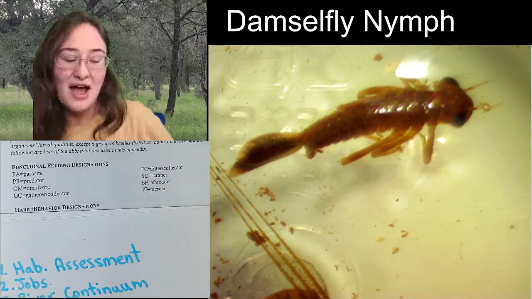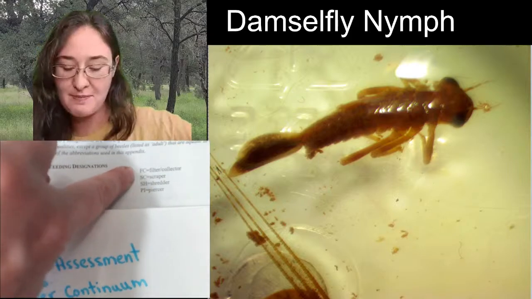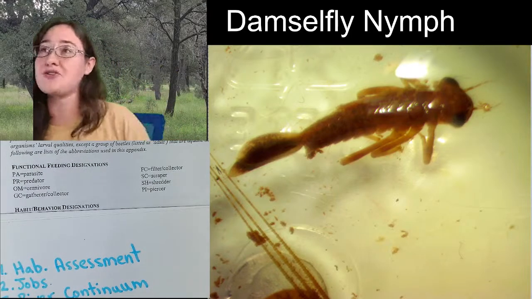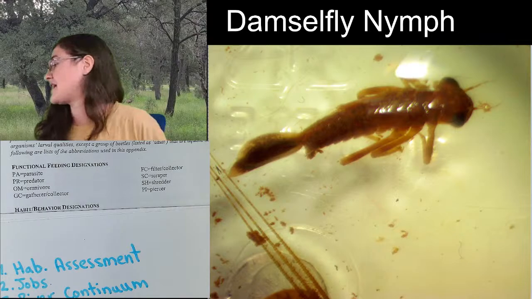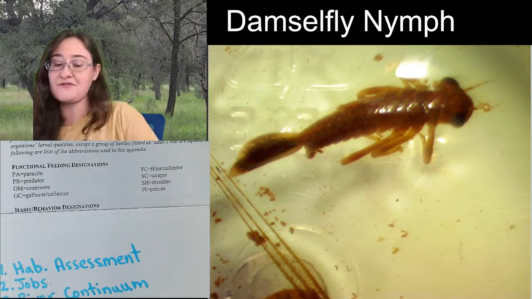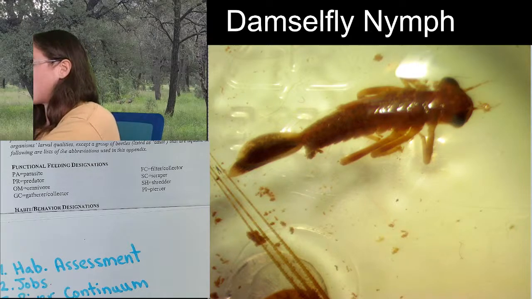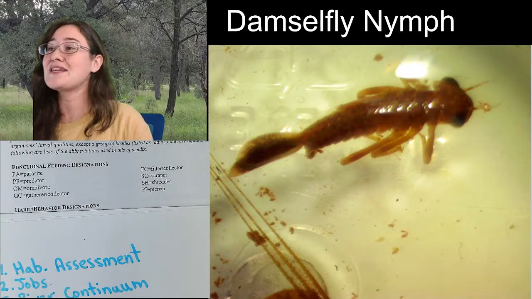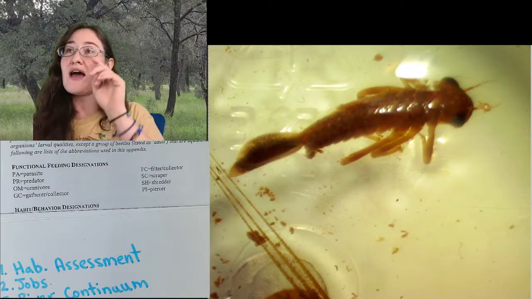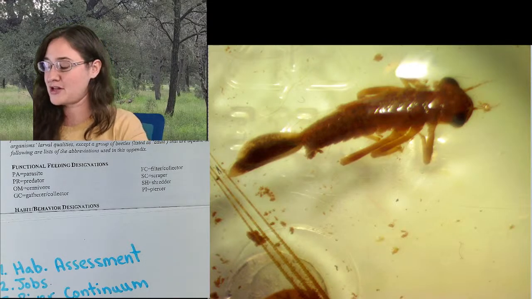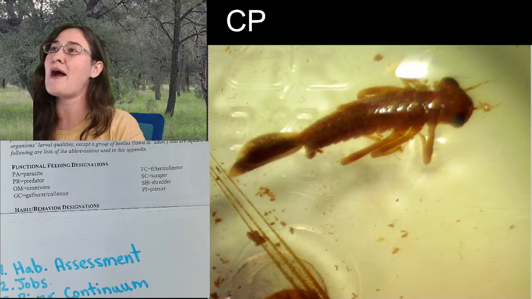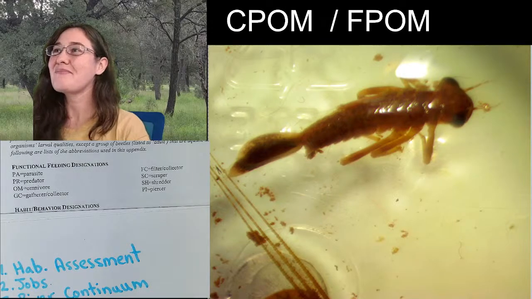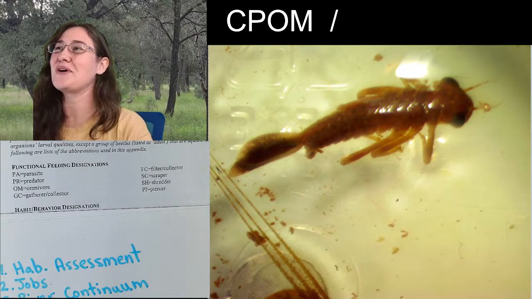All right, so we just talked about the scraper. There are also insects that we call shredders. Shredders are going to be taking large pieces of organic material and breaking it down into smaller pieces of organic material. And if you spend enough time with macroinvertebrate people or biomonitoring people, you'll hear the words CPOM and FPOM. We'll talk about them one at a time.